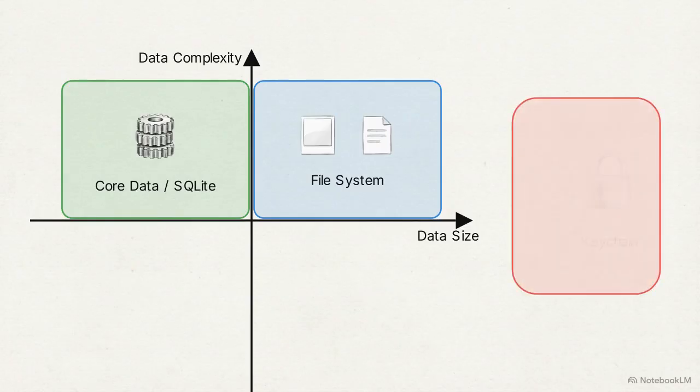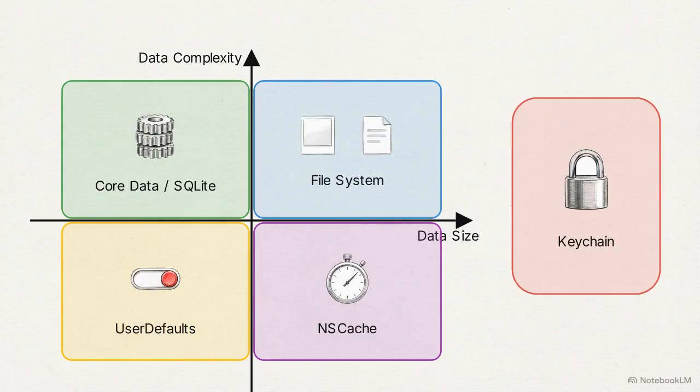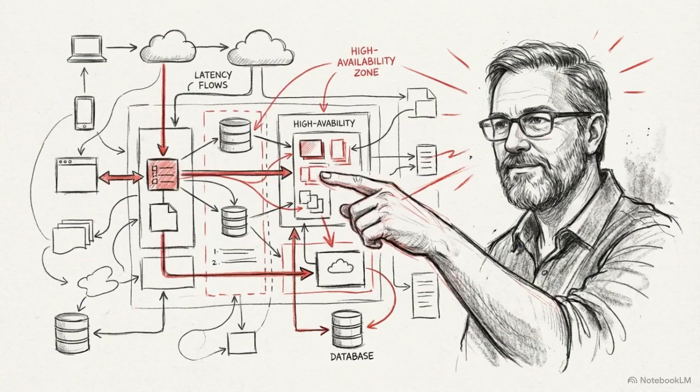Sensitive information, such as authentication credentials, must be secured in the Keychain. Ephemeral data that requires fast temporary access but can be safely purged under memory pressure belongs in NSCache. That leaves UserDefaults isolated in its exact quadrant, strictly reserved for lightweight user preferences and simple Boolean flags. The engineering rule of thumb is straightforward: if the data is large, complex, or frequently updated, UserDefaults is objectively the wrong tool.